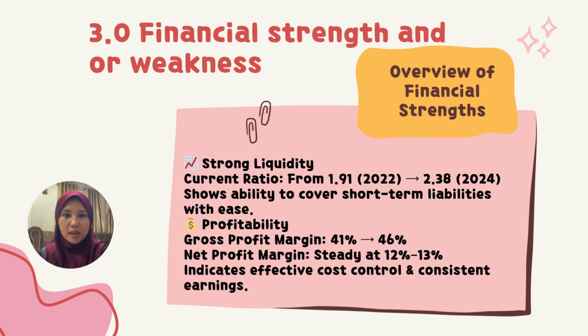First, the company has strong liquidity. The current ratio improved from 1.91 in 2022 to 2.38 in 2024, showing that it can comfortably meet short-term obligations. Profitability is another strength. Gross profit margin increased from 41% to 46%, and net profit margin remained steady at 12% to 13%, indicating good cost control and steady earnings.